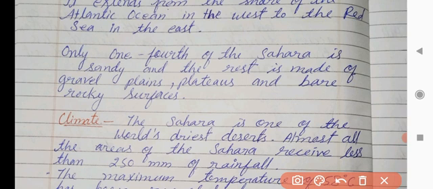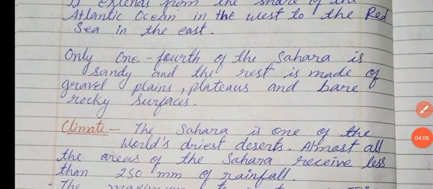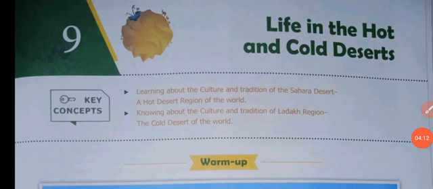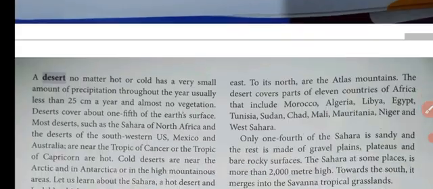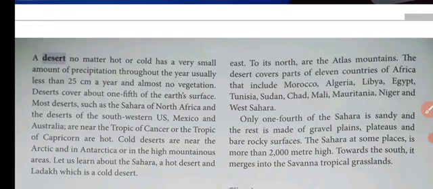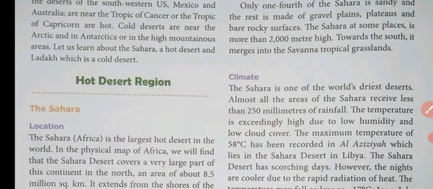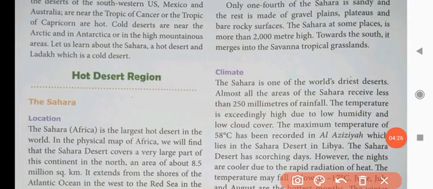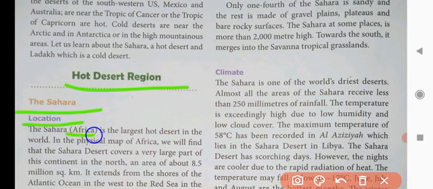Now let's see in detail from the chapter about the Sahara desert. So let's see in the book here, the first page, then the next, that is desert. As I have told you about the hot desert, the first region, that is the hot desert, the Sahara, and the location. Sahara, which is found in Africa, is the largest hot desert in the world.